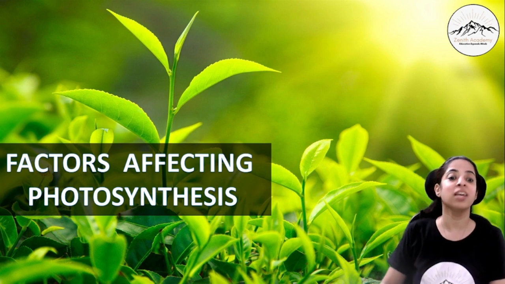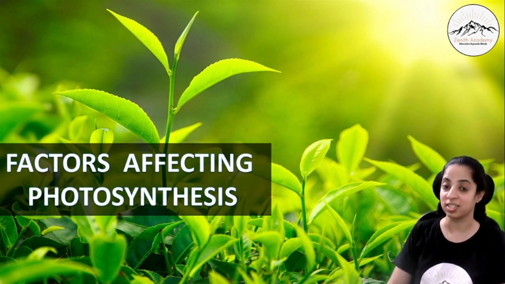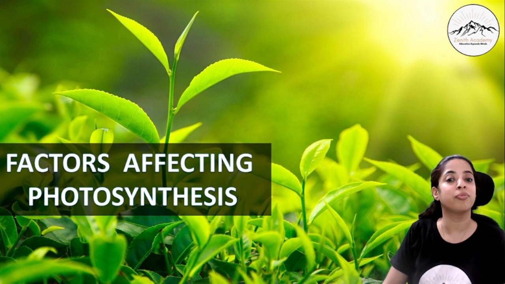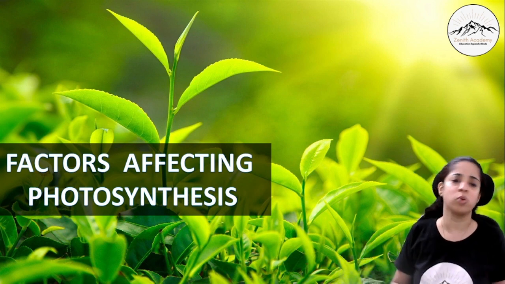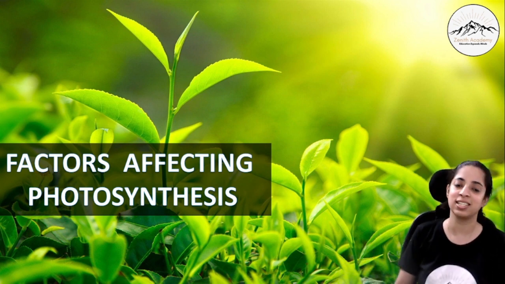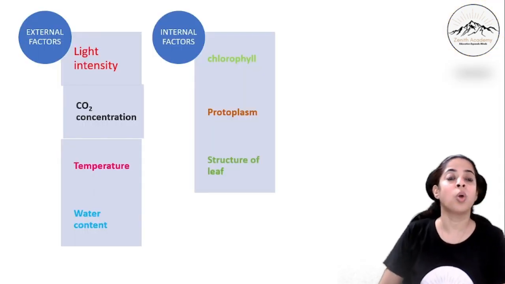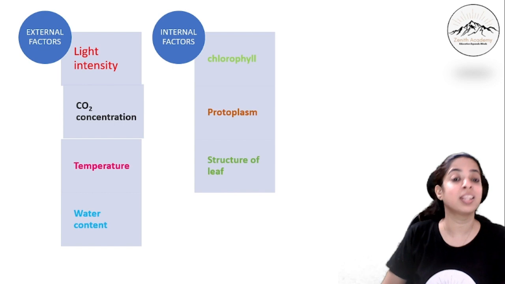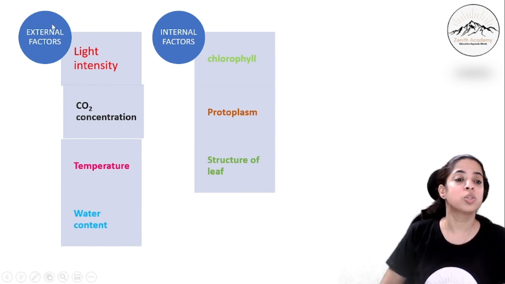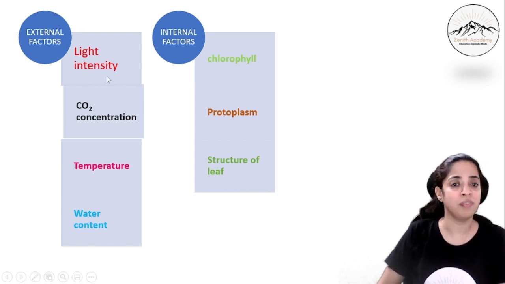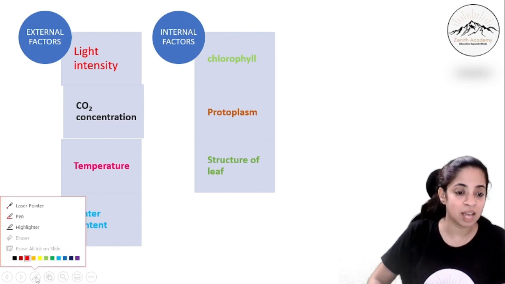Today we are studying factors affecting photosynthesis. This is a part of the chapter photosynthesis for all the boards, and this is specially made for ICSE class 10. So let's go ahead, children. Now what are the different factors which affect the rate of photosynthesis? There are certain external factors as well as certain internal factors. So first I have listed them here.